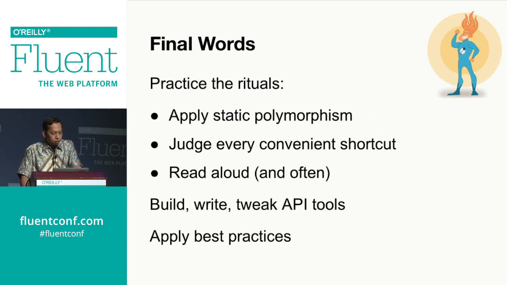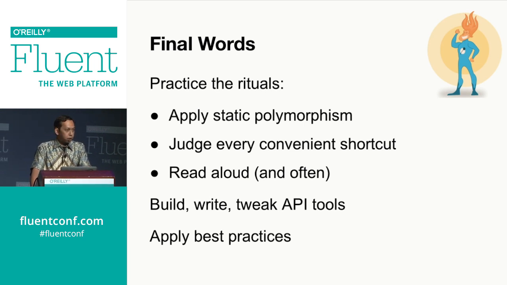So, as a wrap-up, practice the rituals of base API, use static polymorphism to ensure consistency, and if you take shortcuts, be judicious, and to avoid ambiguities in your API, read out loud, and choose the property names that do not propagate that ambiguities. Make sure you build your tools, because we have limitation, we are just humans, and of course, apply all these best practices.